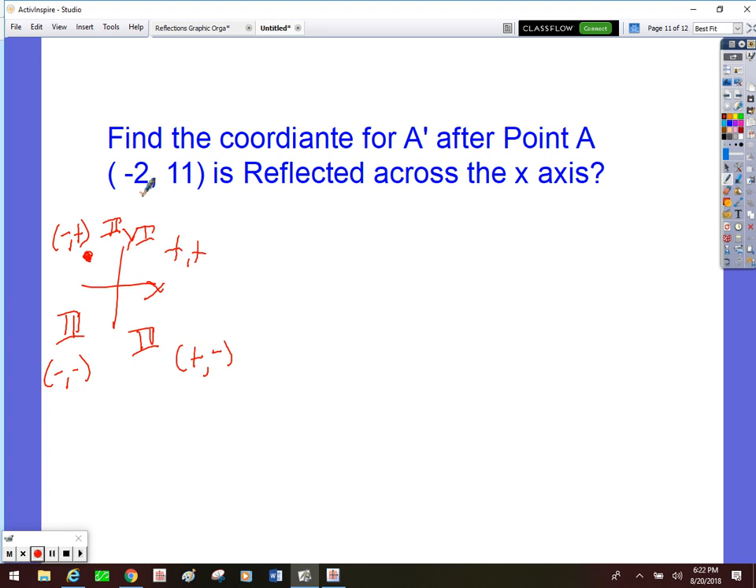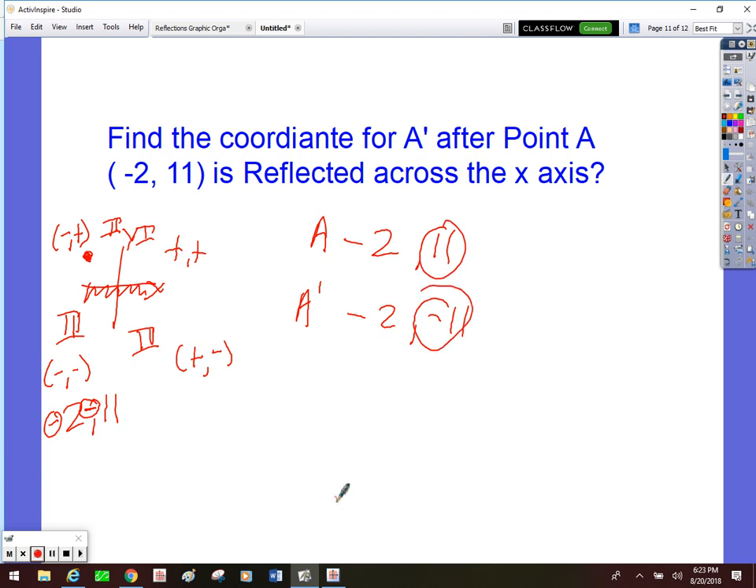Right? Well, if I reflect across the x-axis, if I come down here, remember, when I reflect, I don't change anything as far as order, so that's 2, 11. All I need to change is, if I go across the x, just change the sign of the y. And I'm in quadrant 3. Both of these are negative. Okay, so negative 2, 11 becomes negative 2, negative 11. There's A prime. Across the x-axis, the only thing that changed was the y-coordinate.